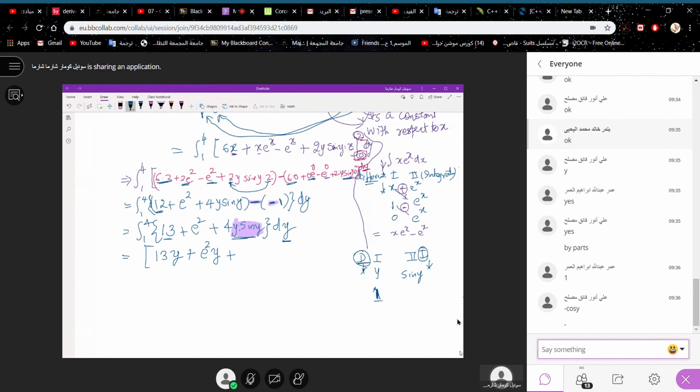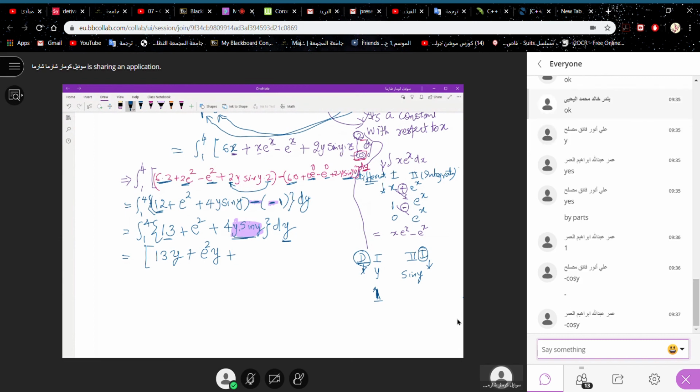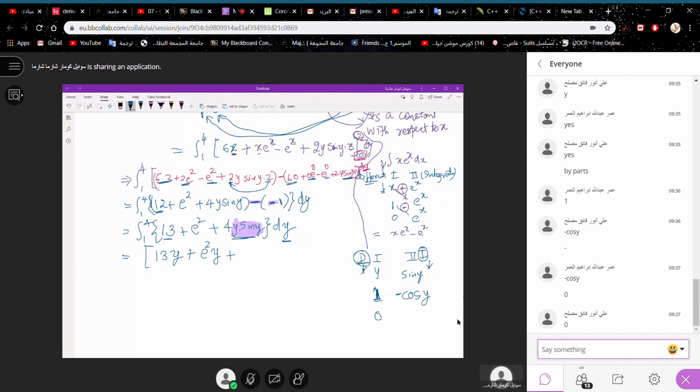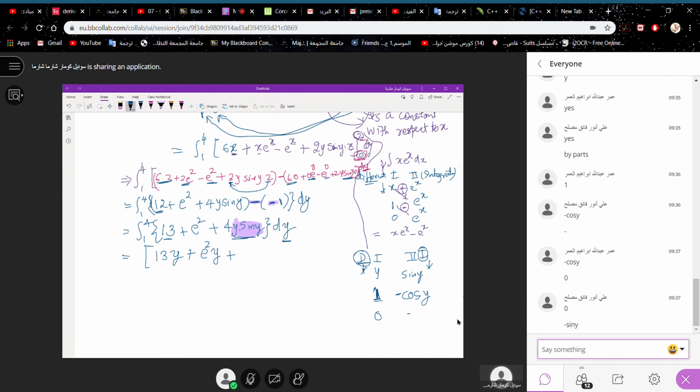Integration of sin y is how much? Omar? What is the integration of sin y? Okay. So this is minus cosine y. And derivative of 1? 0. And integration of minus cosine y? Minus sin y. Clear?